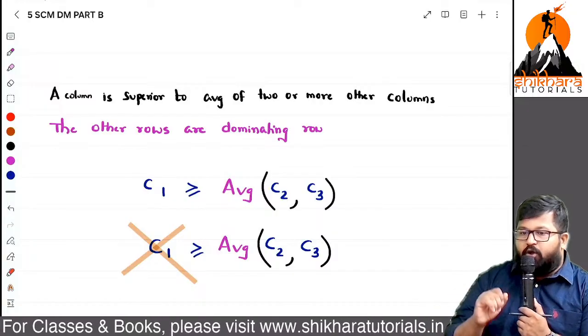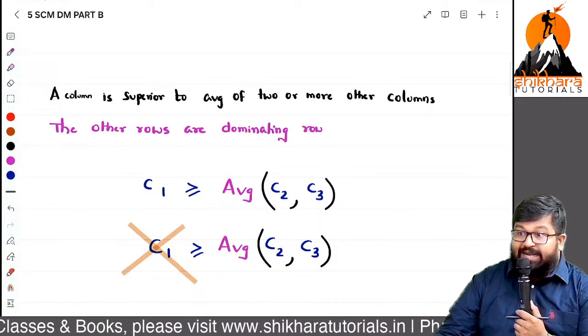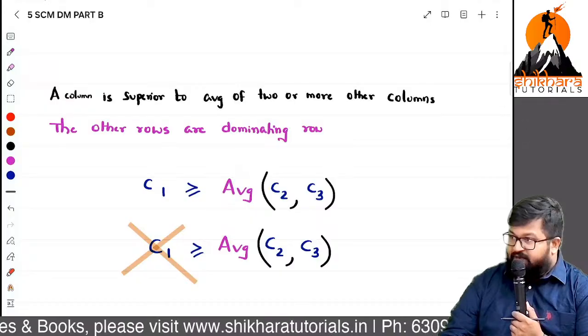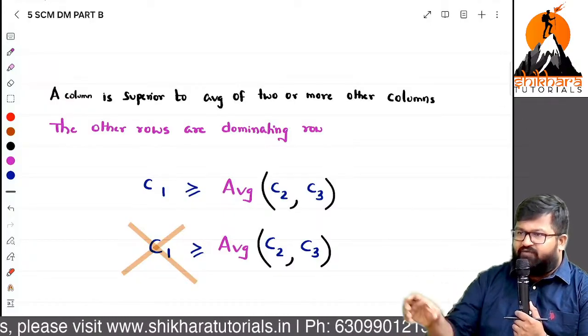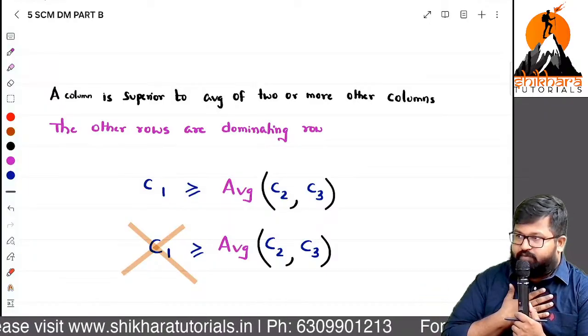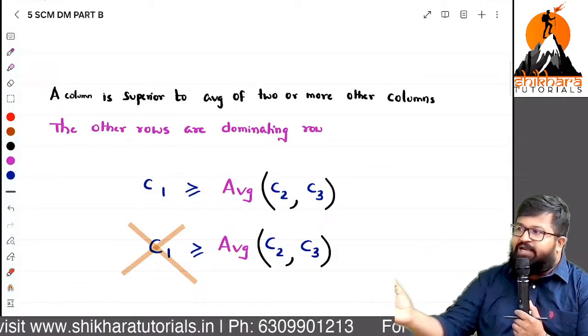I am talking regarding negative values, losses. Basically, even though the other two are negative values, they are good for me. For that reason, I am eliminating C1.